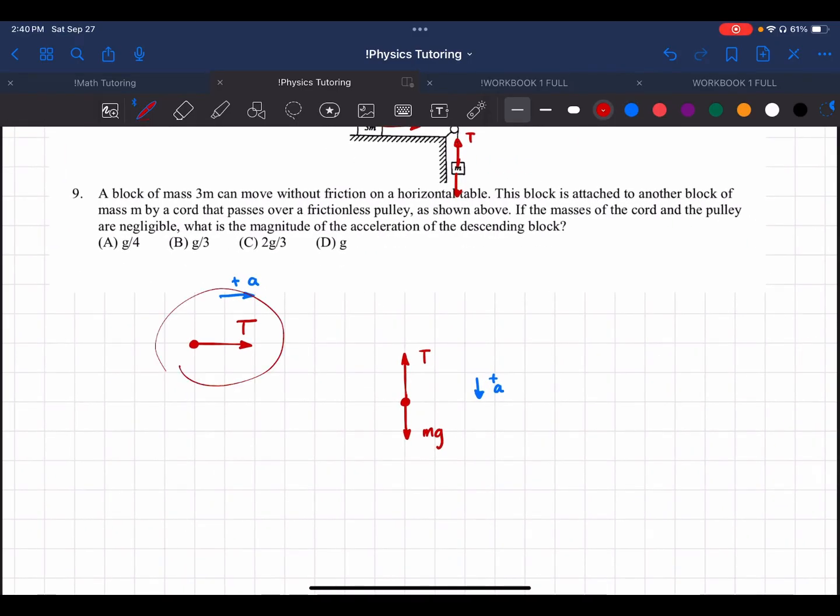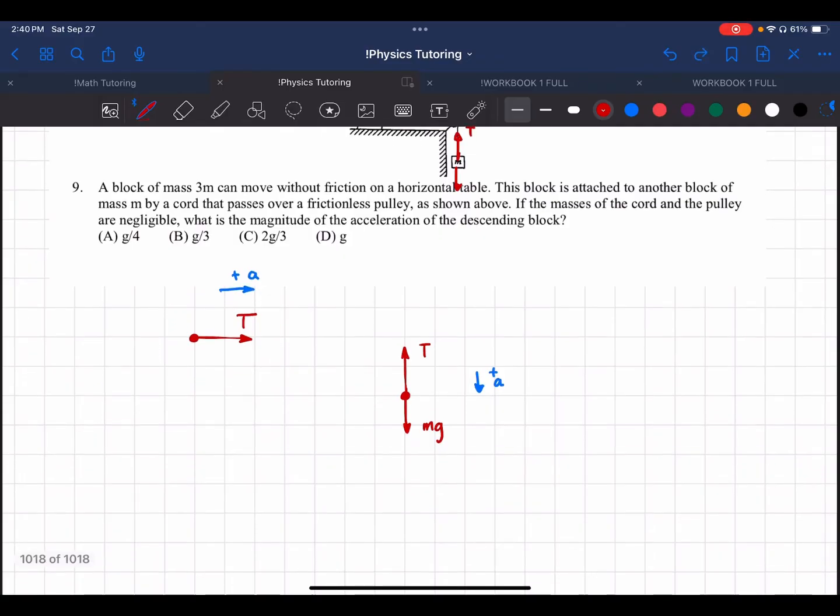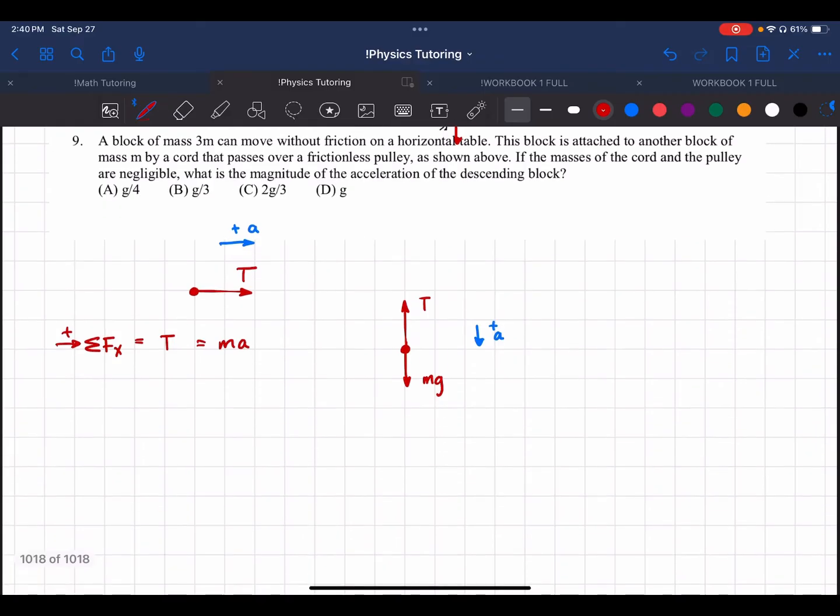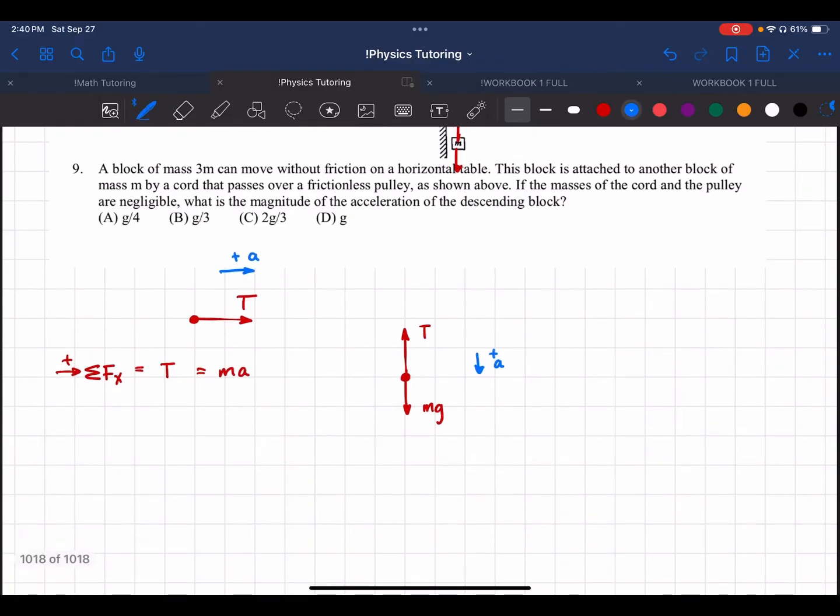Like in this one, you want to go with that one first. So the summation of all the forces in the x direction is T. I'm going to make that positive, equals MA, right? So on the other one, put it into pink. The only forces I have are in the Y, and I'm going to make down the positive. Try to make the down positive because it's the same direction as my A, because that will help me when I solve.